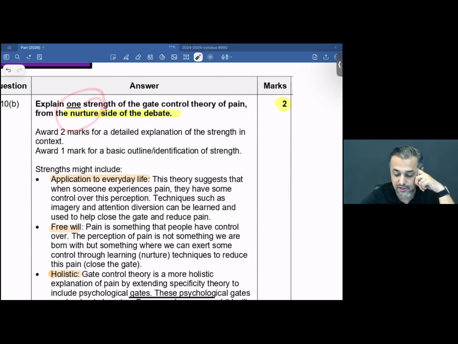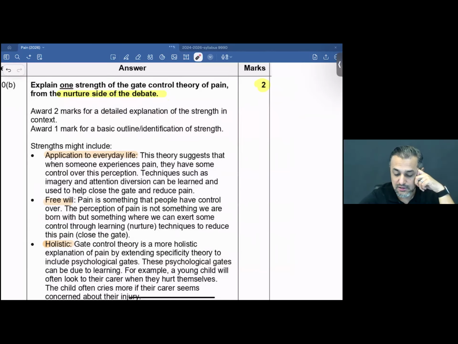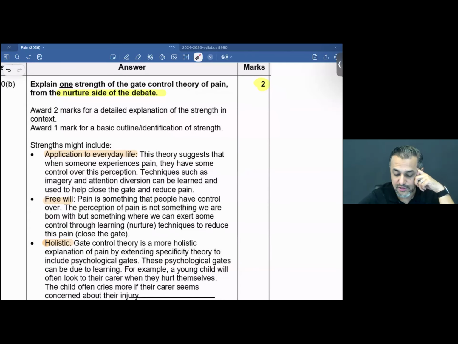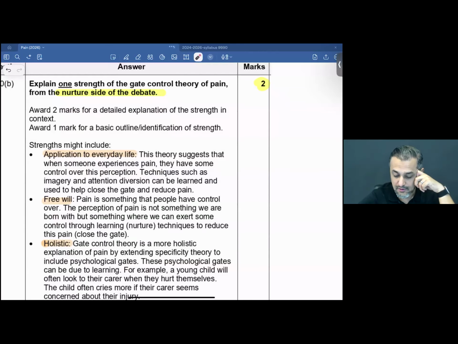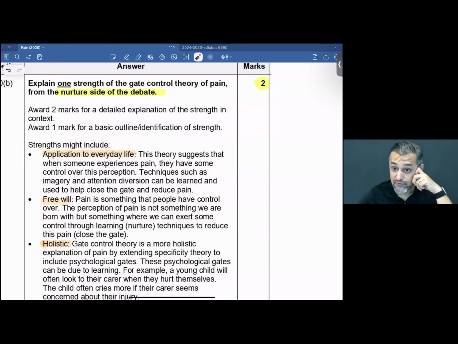Now, what if you get a question that says, explain one strength of the gate control theory of pain from the holistic side of the reductionist versus holistic debate, or this could be about reductionism as well.